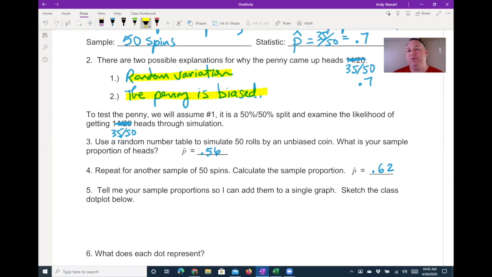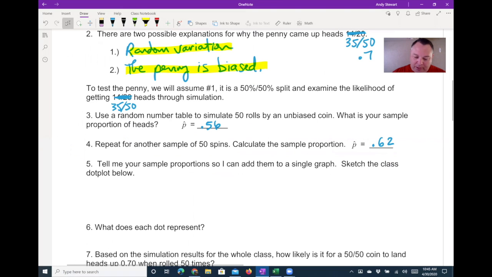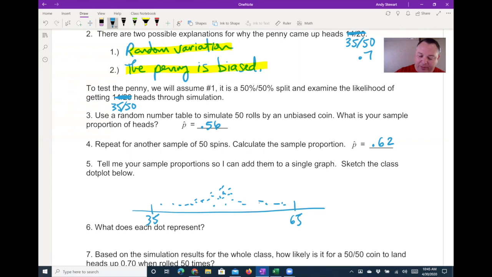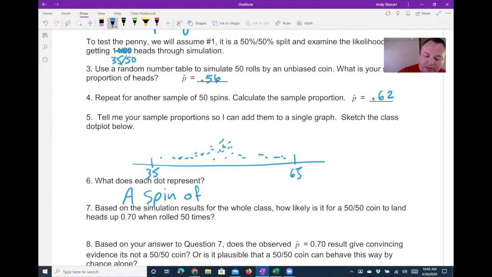Telling us if we get a result like that, we probably have a biased penny. So number 5 is where we would put all of our data together as a class. We're just going to kind of fake it here, that we saw that it ended around 35 and maybe 65, and there was a pattern of dots that peaked around 50%. Each dot there represents a spin of the penny.